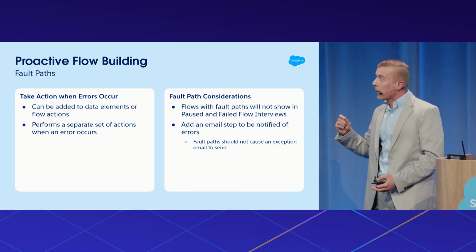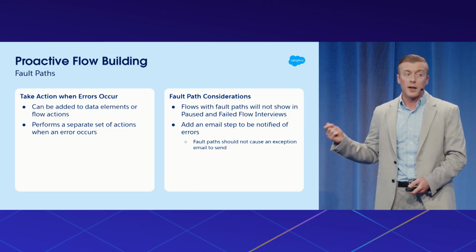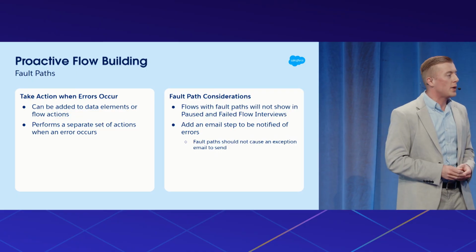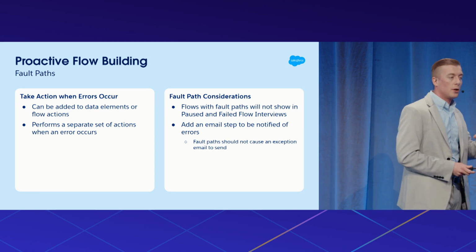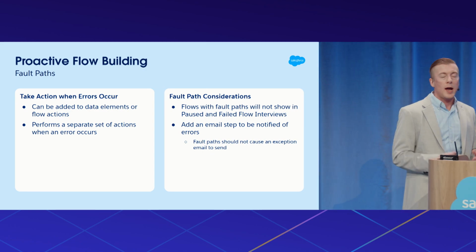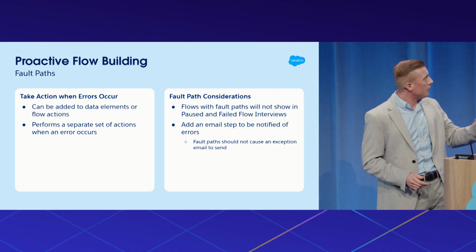And to that point, you're not going to receive an Apex exception email. So if you do still want to be notified of faults, you're going to want to add a step in your fault path to send an email. What we like to do is have a subflow that calls onto a public group of system administrators and then provides details about that flow specifically. So let's take a look at one of those.